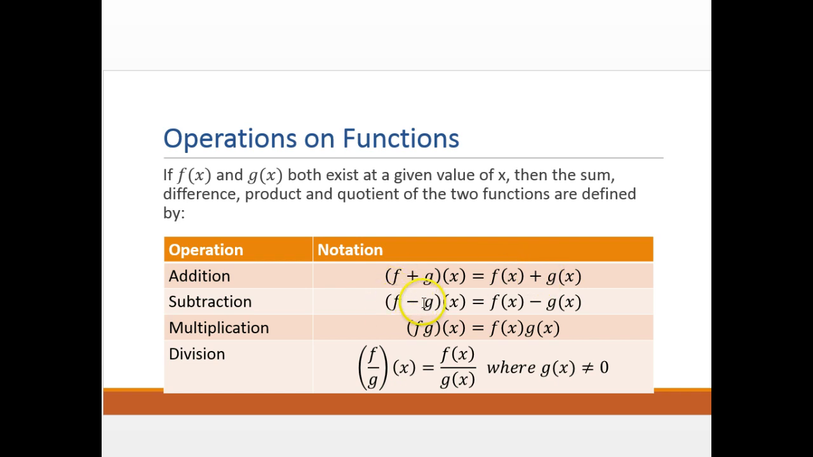Similarly, the quantity f minus g of x is f of x minus g of x. That's subtraction of functions. F times g of x is fg. Notice there's nothing between them. Please make note of this because we're going to look at something later which looks similar to this but is very different. F times g of x is f of x times g of x. And f divided by g of x is simply f of x divided by g of x. And again, we insist that g of x not be equal to 0.